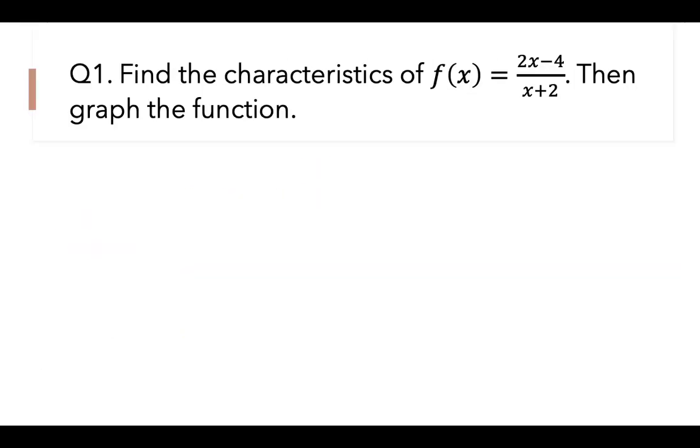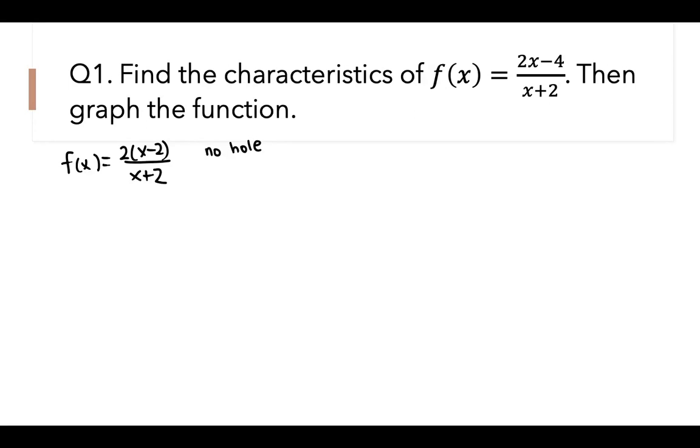So let's do this practice. Find the characteristics of f(x), then graph the function. It looks like I could factor the numerator by 2, so 2(x - 2) over (x + 2). Unfortunately nothing cancels out, so that means there's no hole.